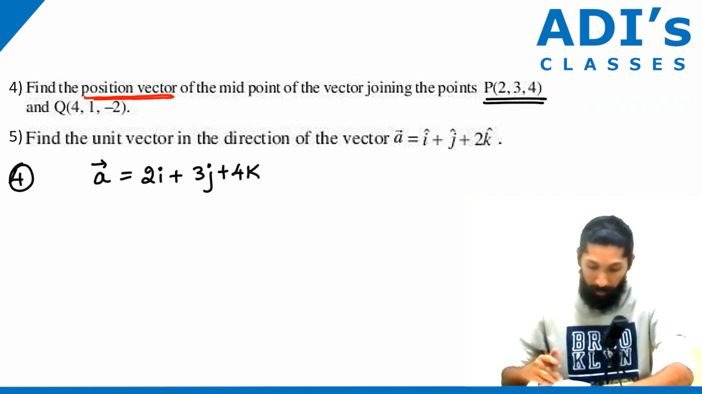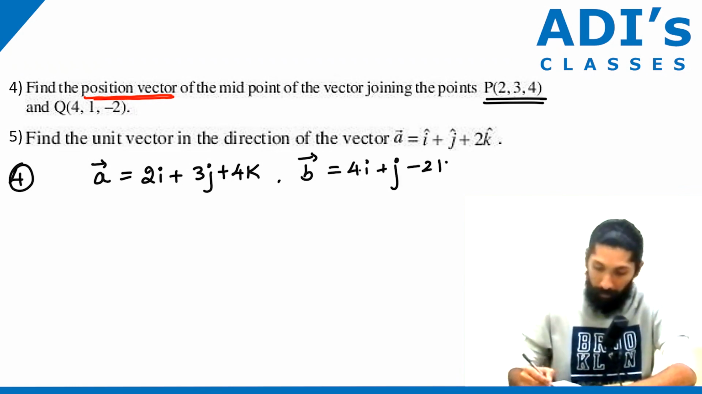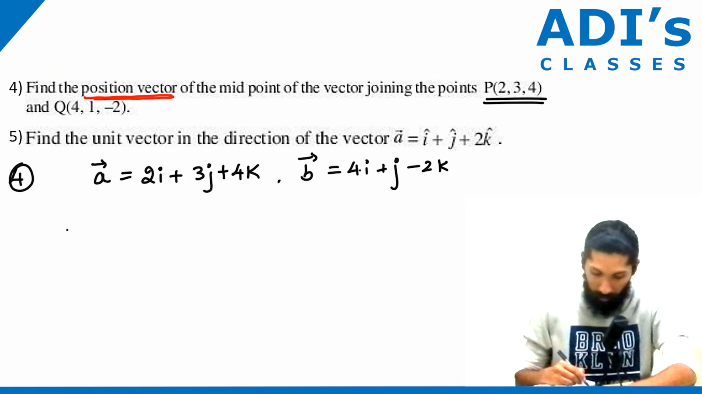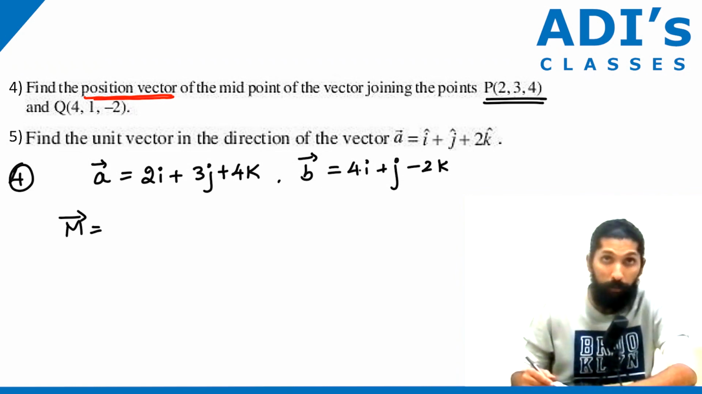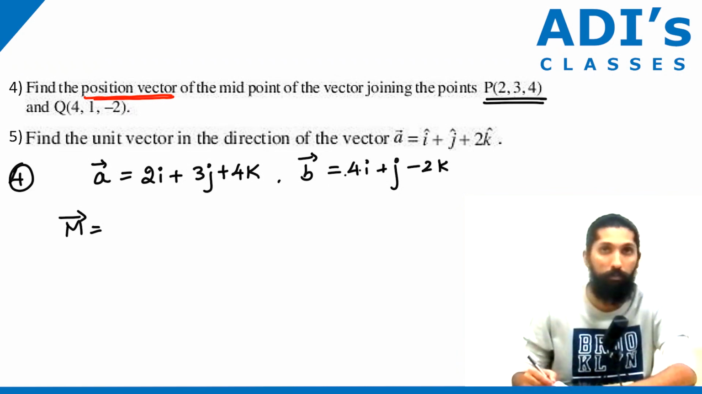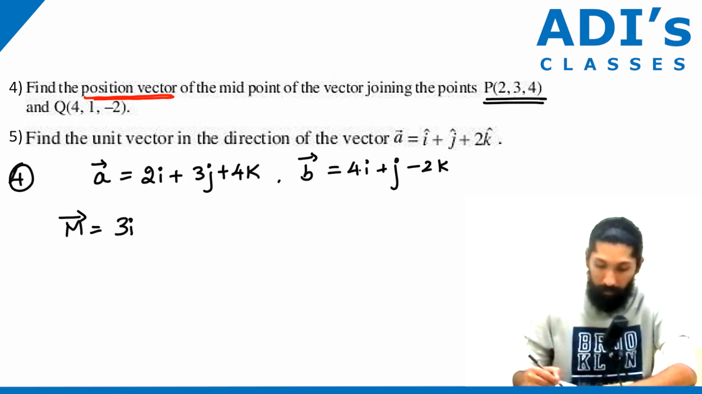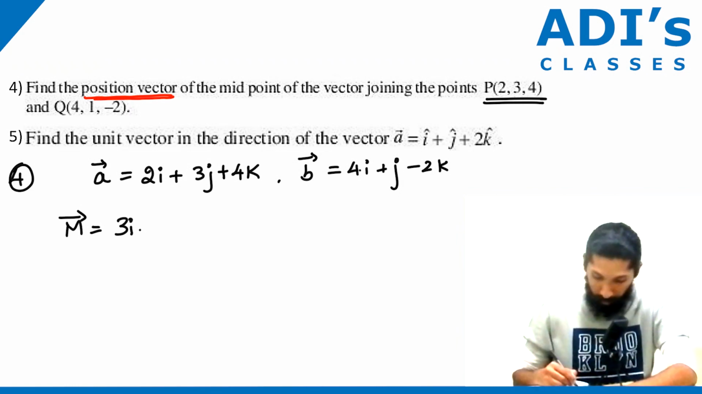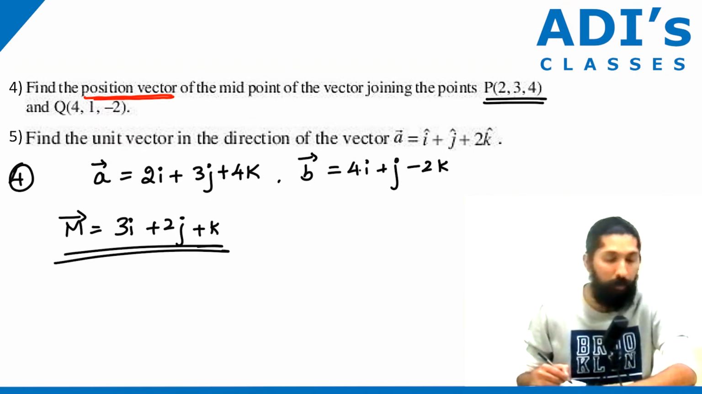Clear? So here vector A is this, vector B is 4i plus j minus 2k. So the midpoint, I'll call this m. M is equal to, see you have 2 and 4, midpoint of 2 and 4. So 2 plus 4, 6, 6 by 2 is 3. 3 is the midpoint, 3i. Between 3 and 1, midpoint is 2, 2j. Between 4 and minus 2, answer is 1, plus k. This is going to be the value of the midpoint.